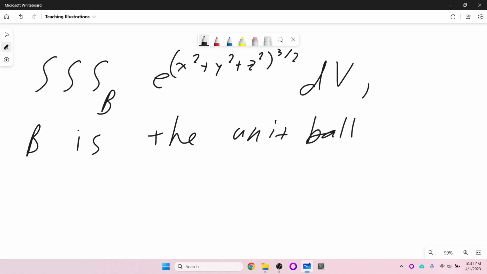So it's a set of all points, or vectors, probably should be point. The set of all x, y, z whose length is less than or equal to 1.